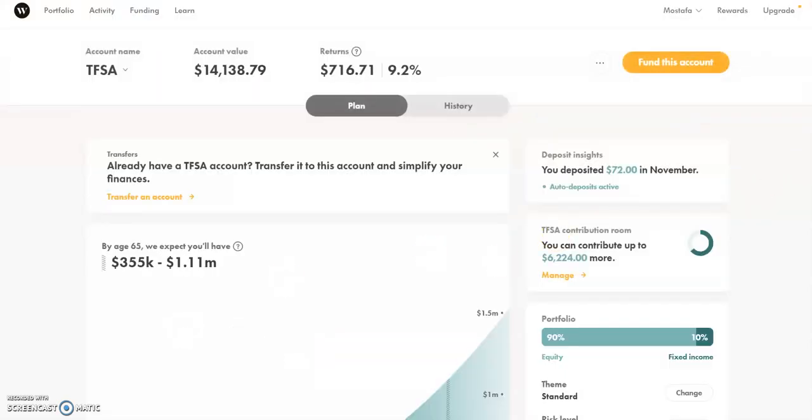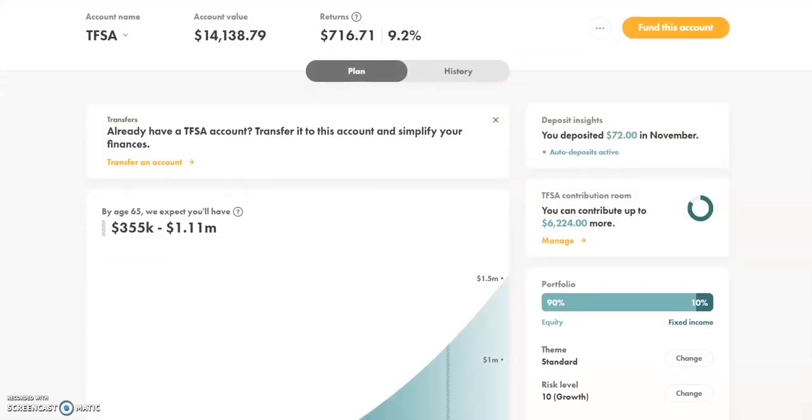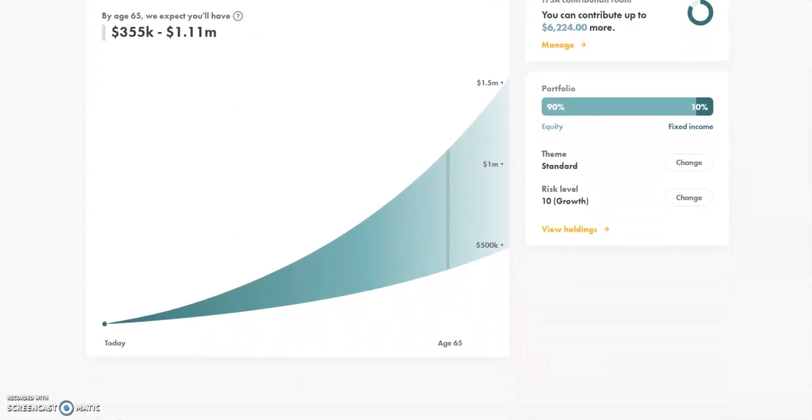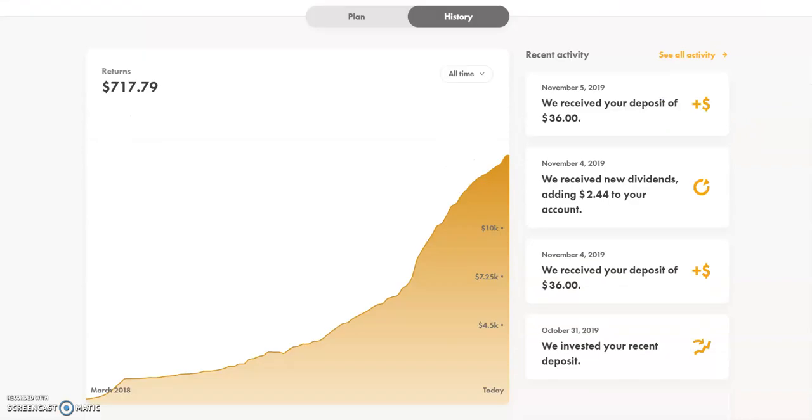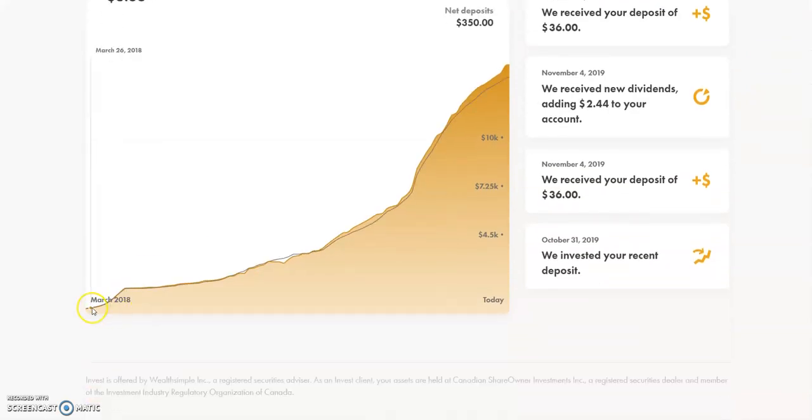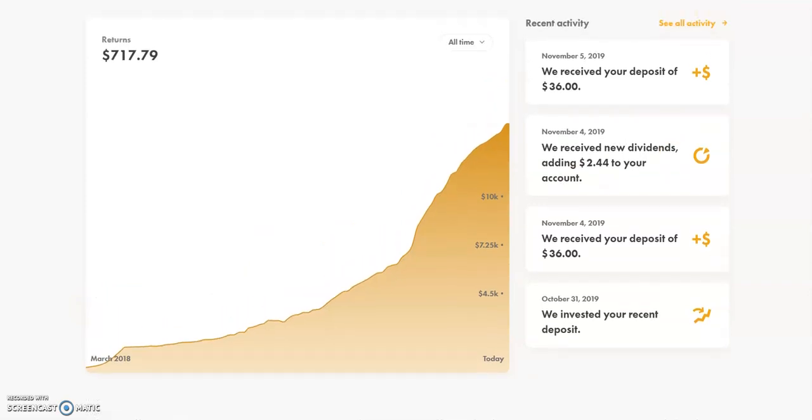So if I click on my account, you can see the page that it loads. If I scroll down, especially if I go back to my history, click on the history tab, you could see that the first deposit was back in March in 2018, so about 1.5 years ago. Again, you have the same nice visual.